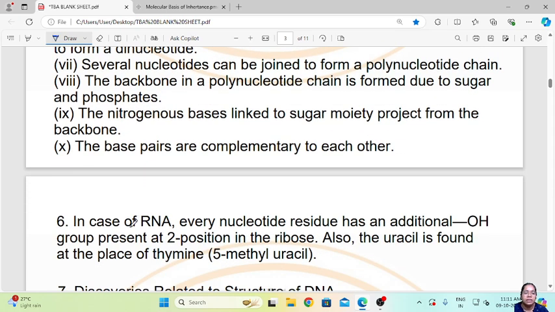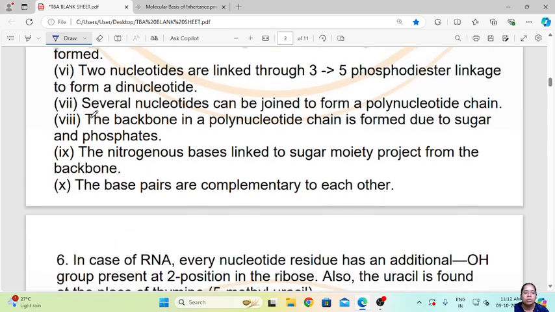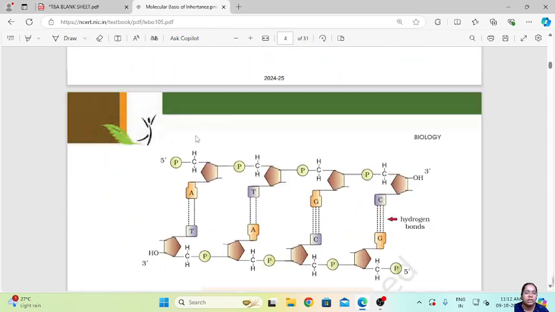In case of RNA, every nucleotide residue has an additional OH group present at the 2' position in the ribose. Also, uracil is found at the place of thymine. So in RNA, the difference is only that thymine, which is 5-methyl uracil, is replaced by uracil. So this is how the structure of the nucleic acid is.